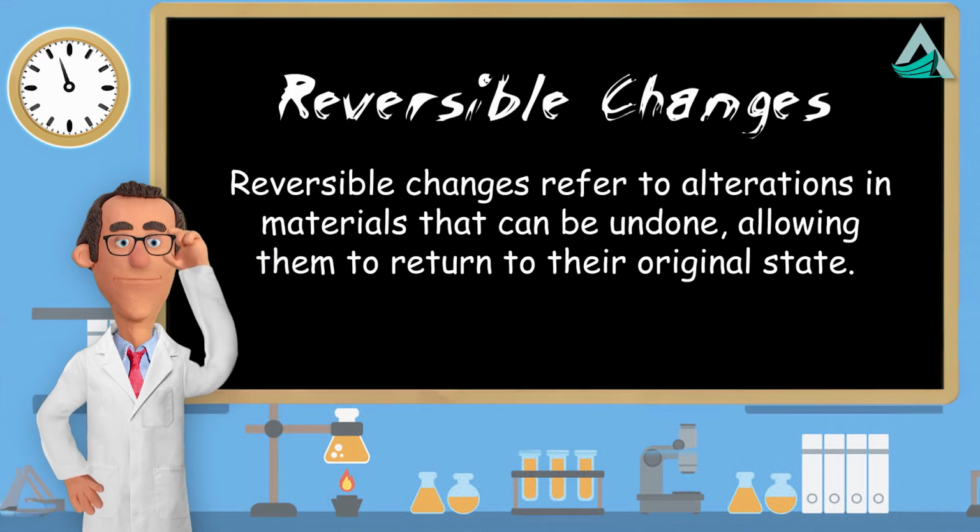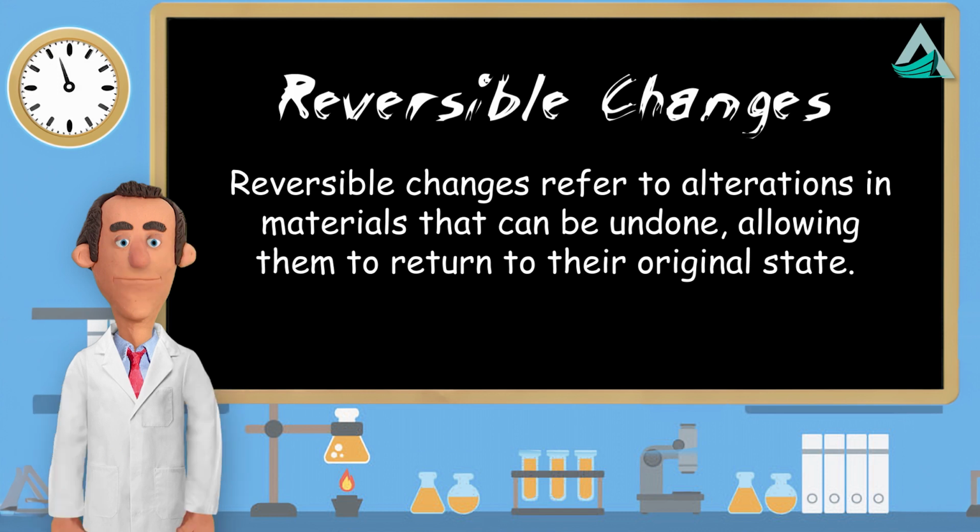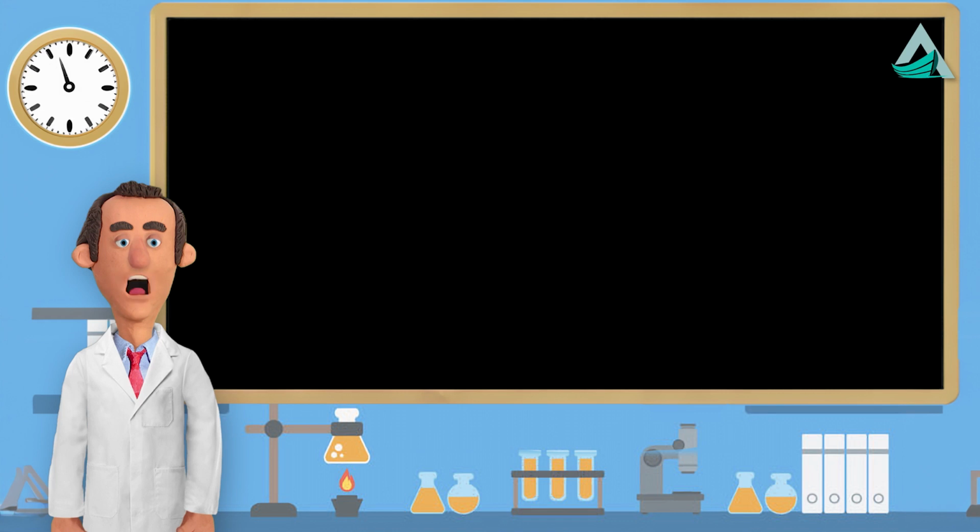Reversible changes. Reversible changes refer to alterations in materials that can be undone, allowing them to return to their original state. These changes typically involve a temporary rearrangement of particles without any new substances being formed. Let's explore some common examples.